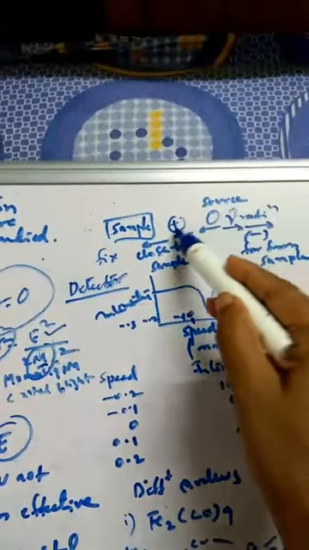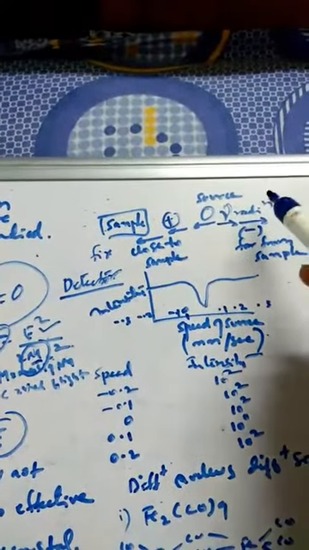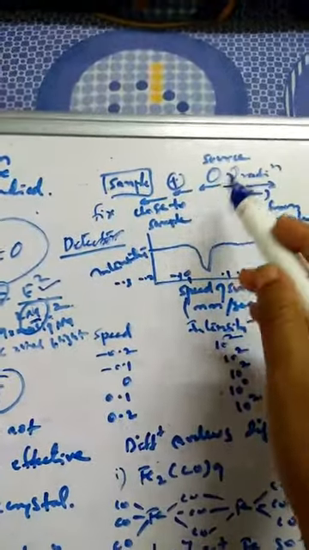Whenever the source is coming near to the sample, the frequency is increased. As we go far from the sample, the frequency is decreased. This is called the Doppler effect. And see the signal: depending on this movement, the intensity can be increased here, and the error can be minimized, and we are going to get a good signal.